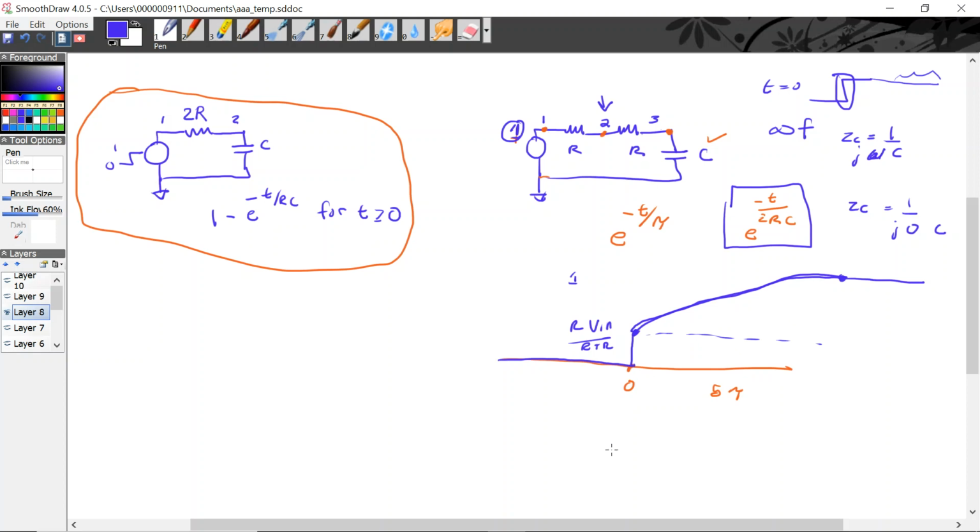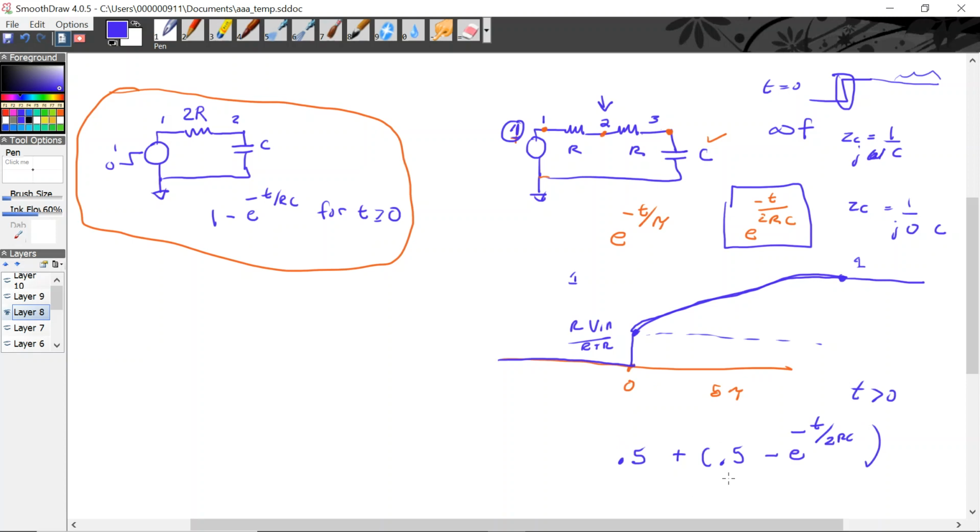So at time equals 0, I'm just going to call it 0.5, saying that's 1 volt. The resistances are equal. All right, so it just goes to 0.5. And then at some point, it's got to go to 1, right? So how do I get that? I have to add 0.5 minus e to the minus t over RC for times greater than 0, right?